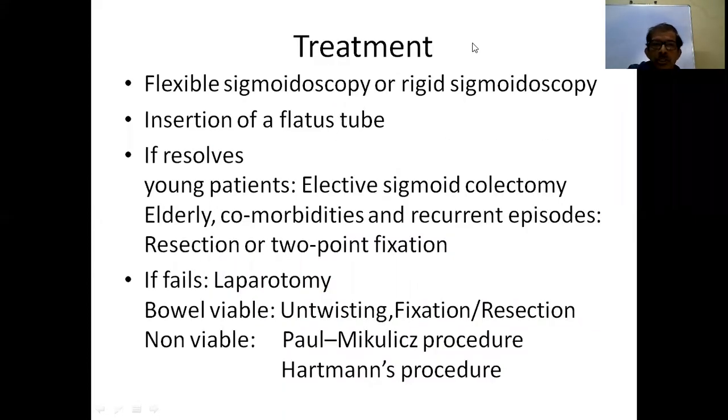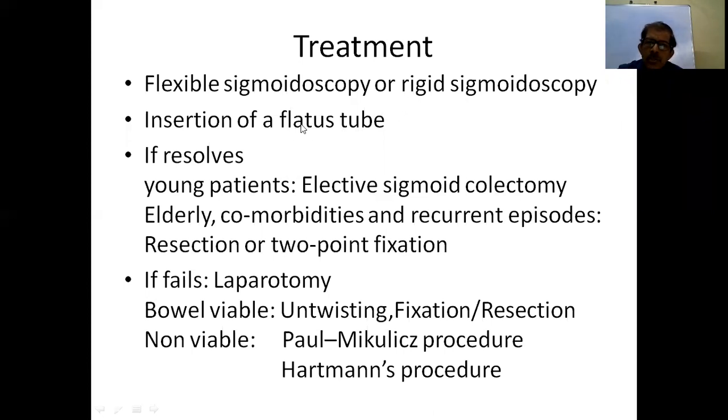Now coming to the treatment, you can try, provided the patient's general condition is good and you are not suspecting any strangulation, sigmoidoscopy, even rigid. With rigid, it will untwist the volvulus. Then after untwisting, you can put a flatus tube up to the sigmoid colon and beyond almost, because a flatus tube is around half a meter. You can put it and then leave it for some time.